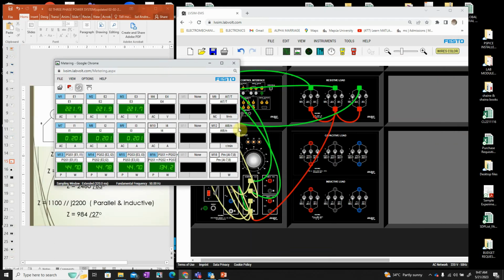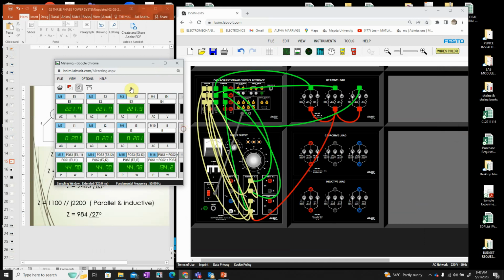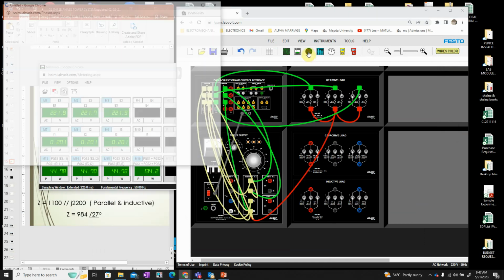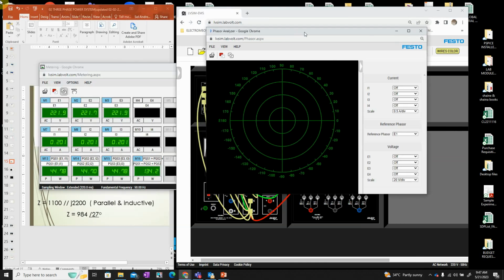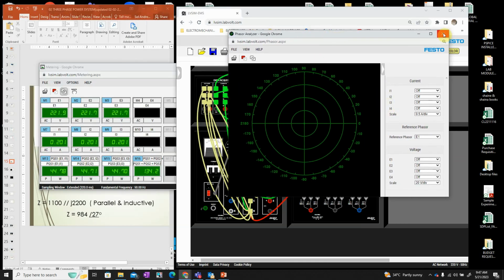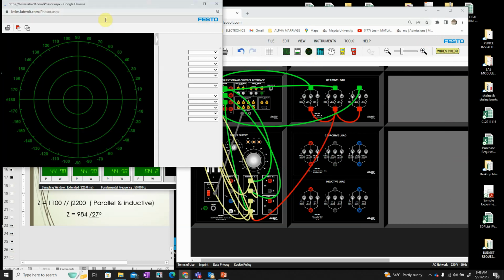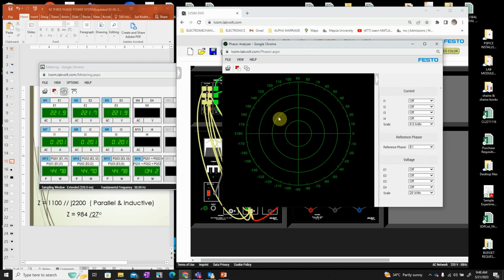Now what else do we want to see here? Let us try to check the phasor diagram, right? We discussed about phasor diagram earlier. So let us click this one here. These are the phasors. Okay, what did I click? Let me close again. This one here. If you click this one, you will see the phasor. So E1 is our reference.